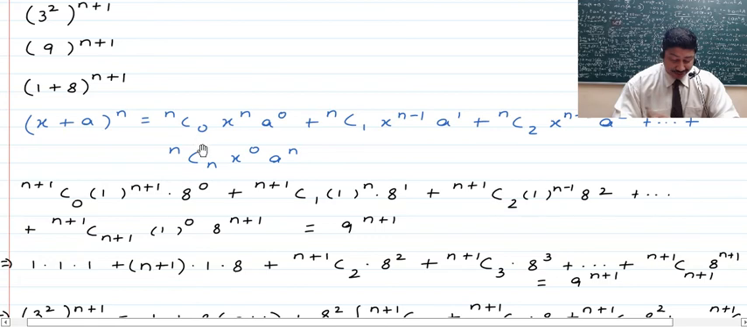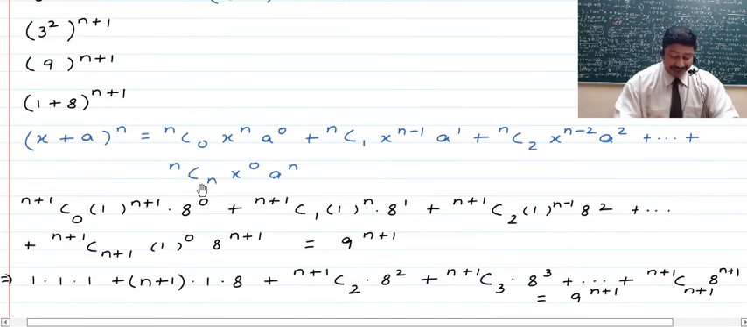Now when we have a binomial x plus a raised to the power n, then that becomes equal to nC0 x raised to the power n times a raised to the power 0, plus nC1 x raised to the power n minus 1 times a, and all of that continues up to nCn x raised to the power 0 times a raised to the power n. So we apply this to the binomial at hand.